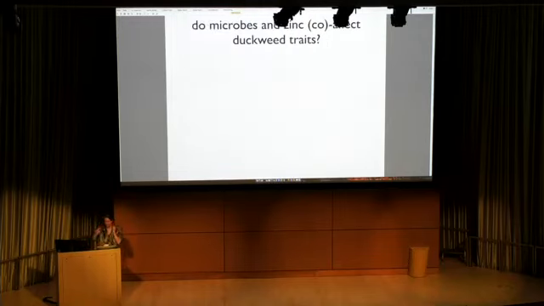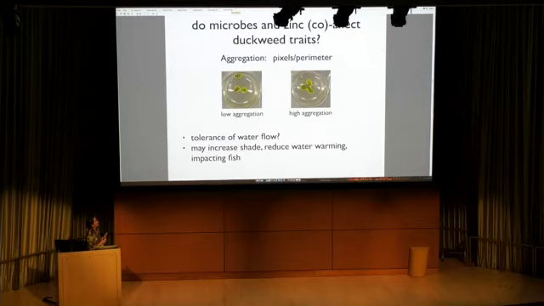So we also wanted to ask whether or not microbes and zinc are affecting duckweed traits. I'm going to start with just one trait, which is aggregation phenotype. Sometimes when the duckweed are producing daughter fronds, they stick together, and sometimes they don't. This phenotype might affect how well the duckweed can tolerate some water flow in the environment. The more they're stuck together, the more they'll stay put. It also has effects that are relevant for the larger ecology of the pond.